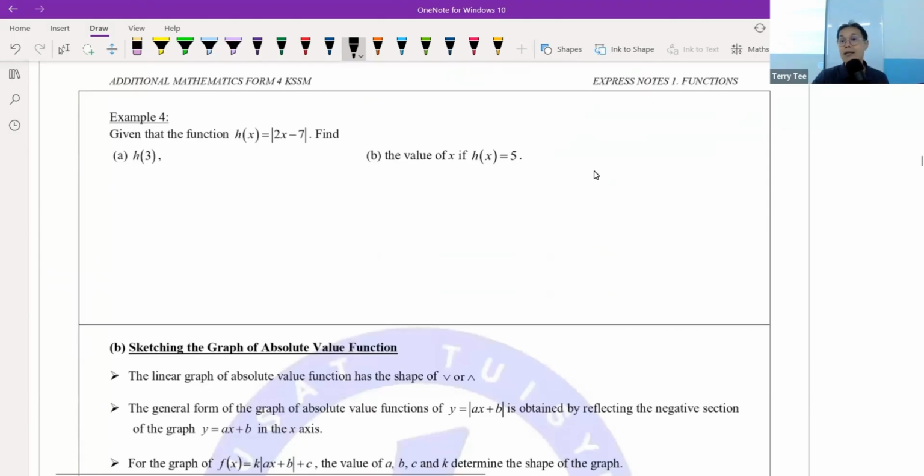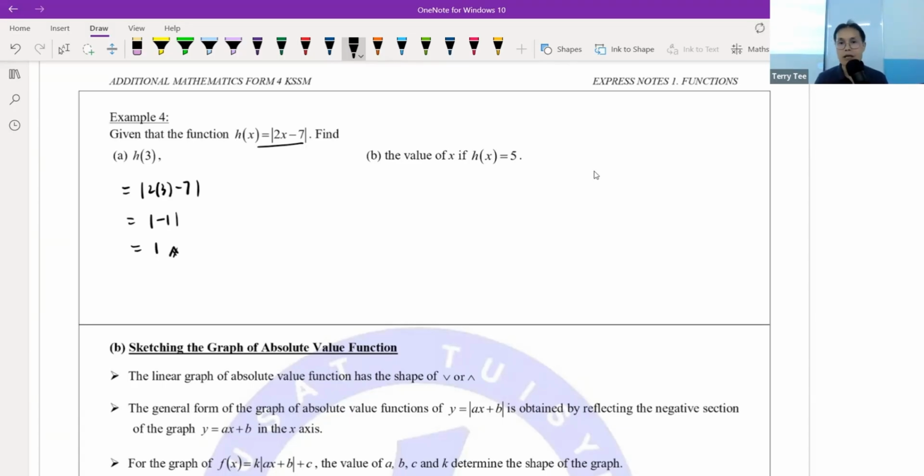Let's look at one example. Example number 4. Here we are substituting, we're finding h(3). Your function h(x) is given. h(3) simply means putting 3 inside your x. Your object is 3. You're finding the image of 3. So this is 6, 2 times 3 is 6. 6 minus 7 is minus 1. Modulus of minus 1 is just 1. Okay, next.